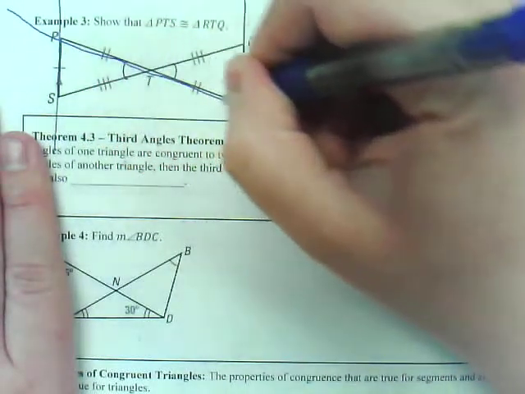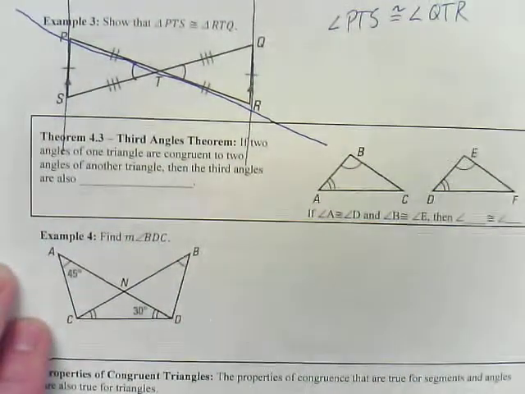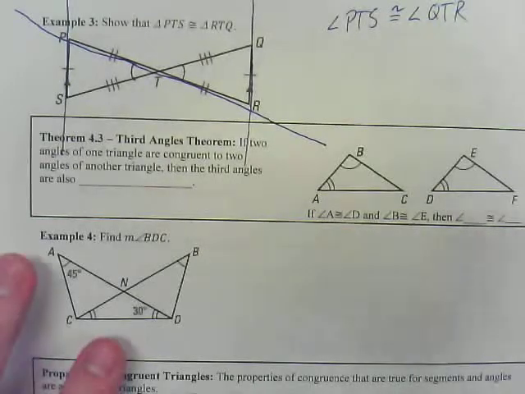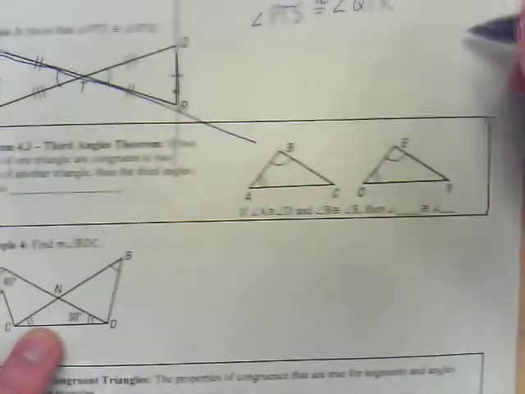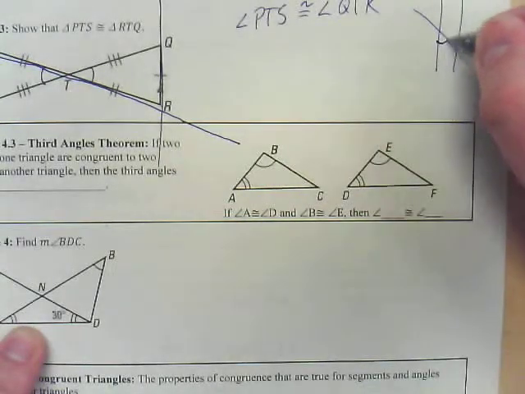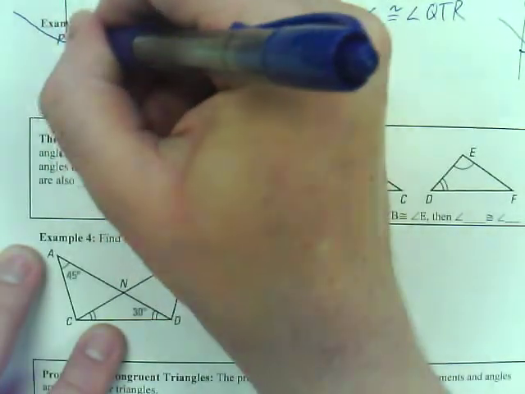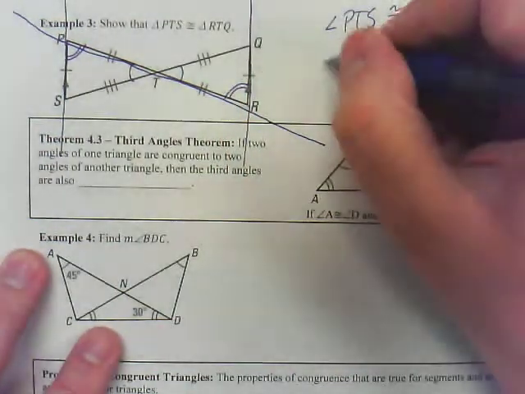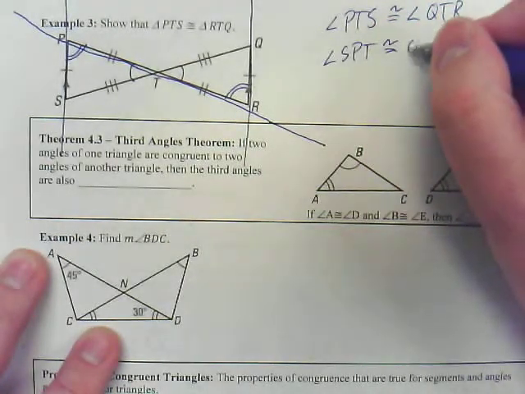So if we look at, say, this line being parallel to this line, and then let's look at this line right here, what we have here are two parallel lines with a transversal cutting through them. Well, in Chapter 3, we learned some things about parallel lines with a transversal being cut through them. And one of the things we learned is that alternate interior angles are congruent. So we can say that this angle is congruent to this angle because they are alternate interior angles. So that's angle SPT is congruent to angle QRT.